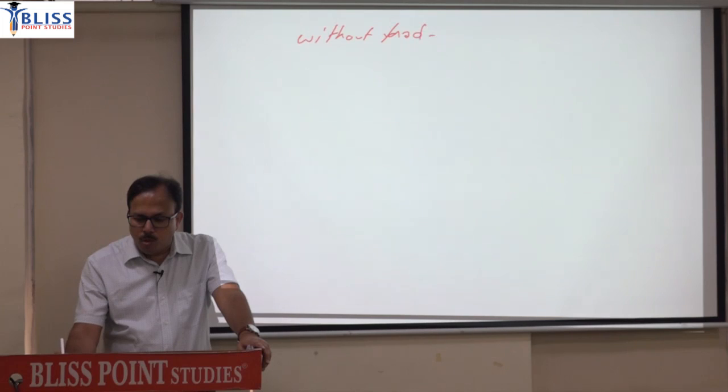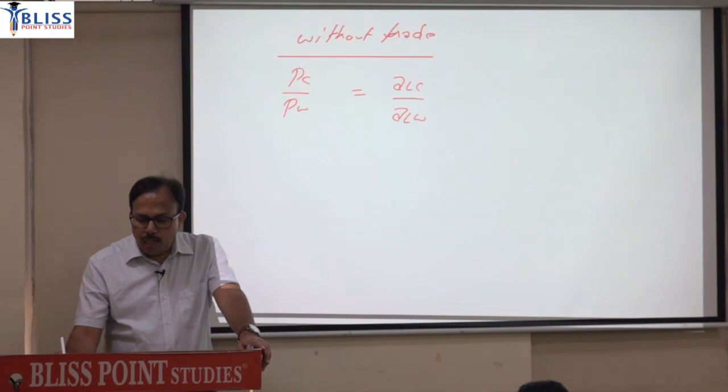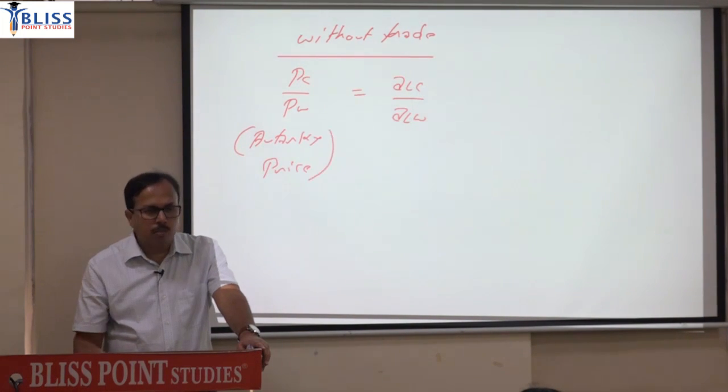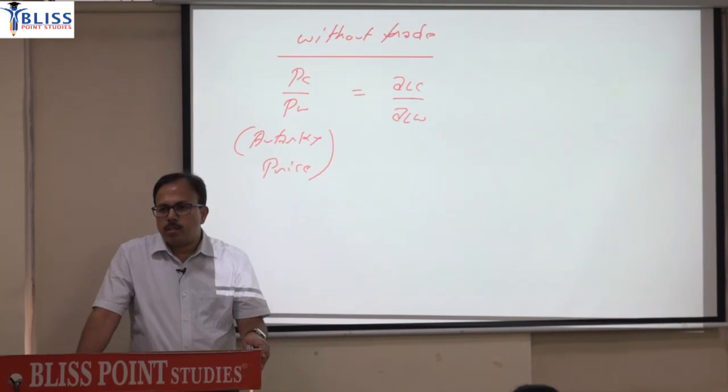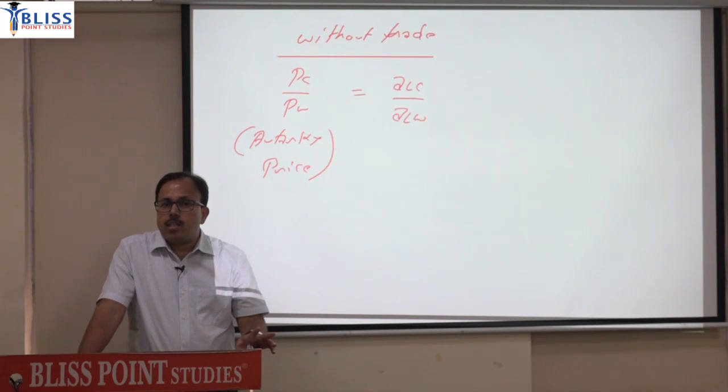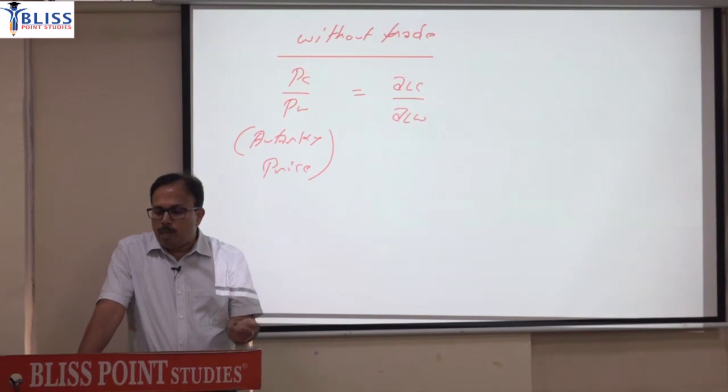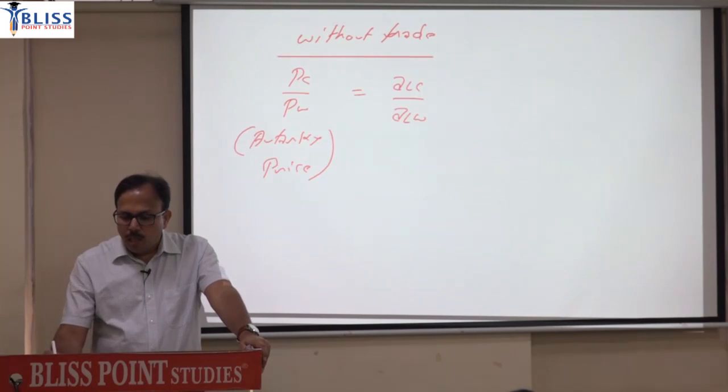So whenever I say there is no trade, without trade the country must produce both goods on its own. That can happen only when PC by PW is equal to ALC by ALW. This PC by PW is called in that case the autarky price. Autarky means a country in isolation, not trading with any other country. So without trade, PC by PW equals ALC by ALW in the home country.